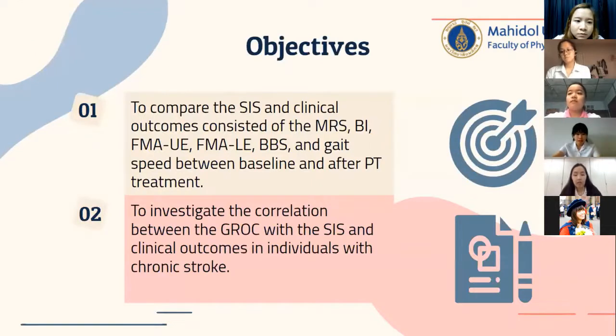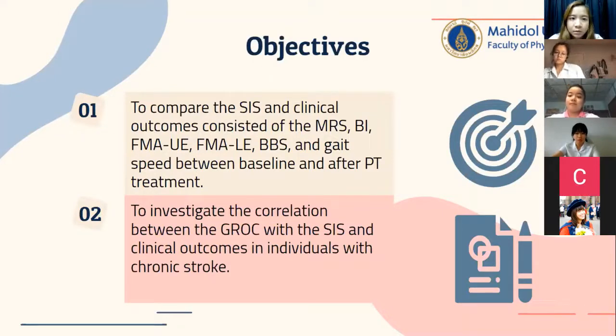The purpose of this study was to compare the SIS and clinical outcomes, consisting of the Modified Rankin Scale, Barthel Index, Fugl-Meyer Assessment, Berg Balance Scale, and gait speed, between baseline and after PT treatment, and to investigate the correlation between the GROC with the SIS and clinical outcomes in individuals with chronic stroke.